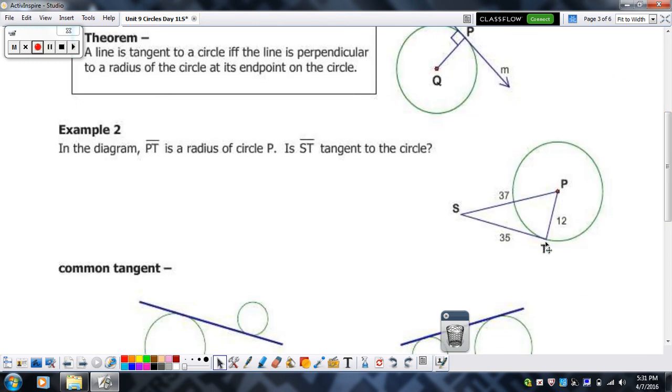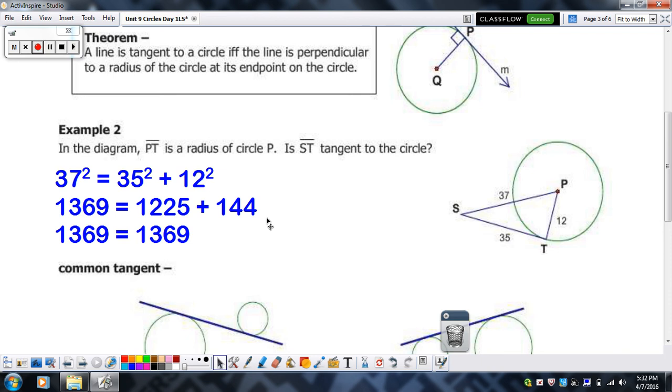PT is our radius of the circle, and we want to know if ST is tangent. Well, it would be tangent if it forms a 90-degree angle. And if we have a 90-degree angle, we can make a right triangle. And if we remember Pythagorean's theorem about right triangles, we have a squared plus b squared equals c squared. So if PT is 12, and ST is 35, and SP is 37, I can put them into my equation and see that indeed it is a right triangle because 1,369 is equal to 1,369. So yes, it is tangent to the circle.